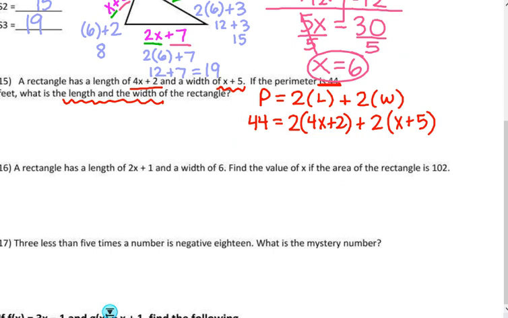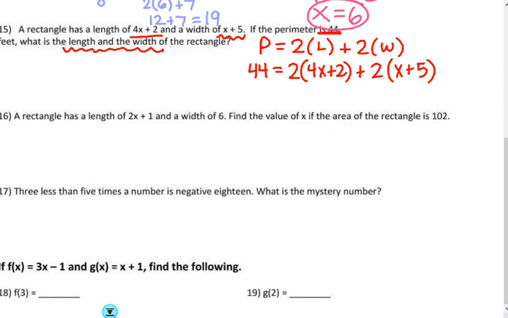All right, number 16 is the next one I'm going to go through with y'all. A rectangle has a length of 2x plus 1 and a width of 6. Find the value of x if the area of the rectangle is 102. So our formula here is area of a rectangle is equal to length times width. Remember, identify your formula and then plug into your formula.